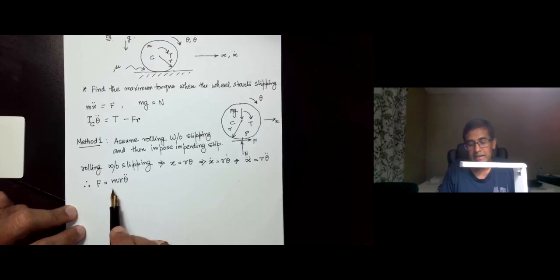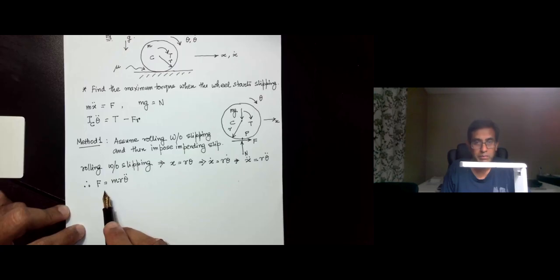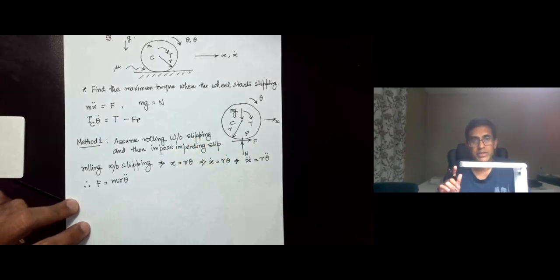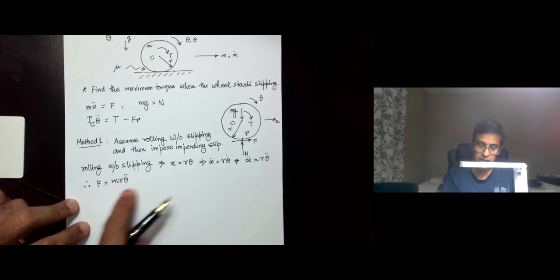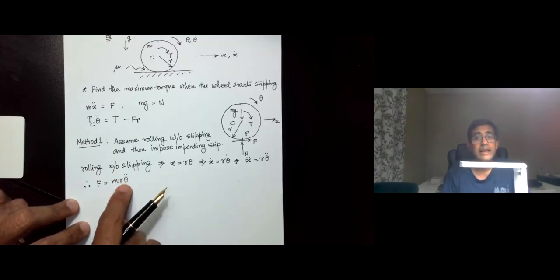Now keep in mind that in this scenario we cannot assume the friction force to be equal to mu mg, because mu mg is the limiting friction force. It's the friction force that manifests when there is slipping, or when we are just about to enter slipping. Otherwise, the friction force always remains less than mu mg. So we need to keep that in mind. And here we are assuming rolling without slipping, which means that there is no slipping, which means that we are assuming that this is the friction force and it is less than mu mg.